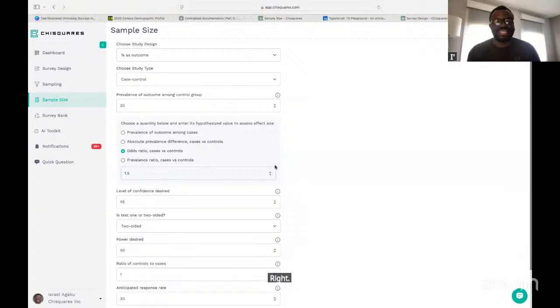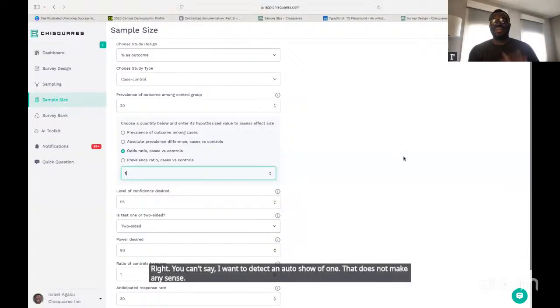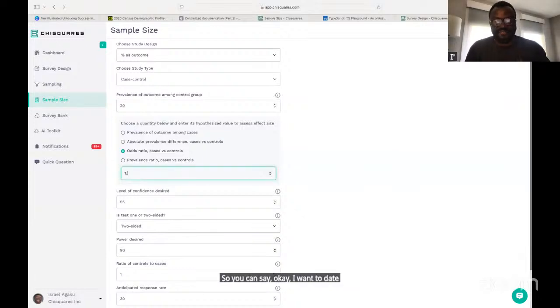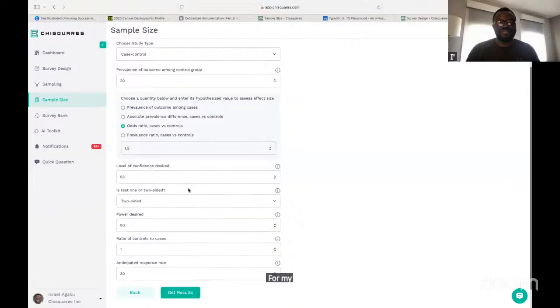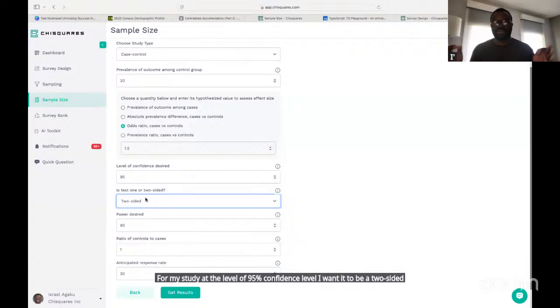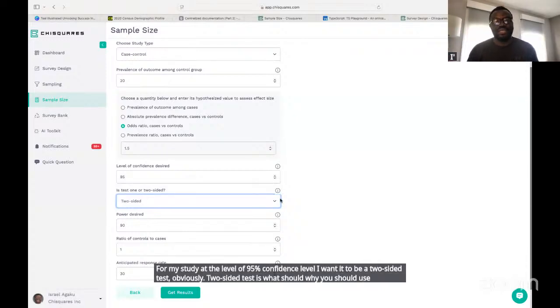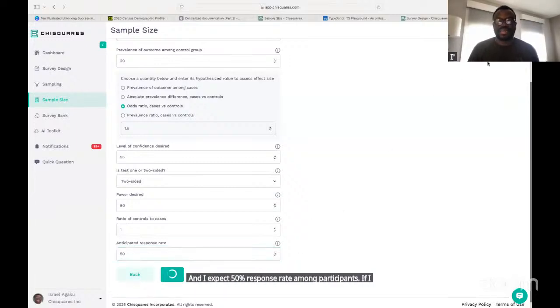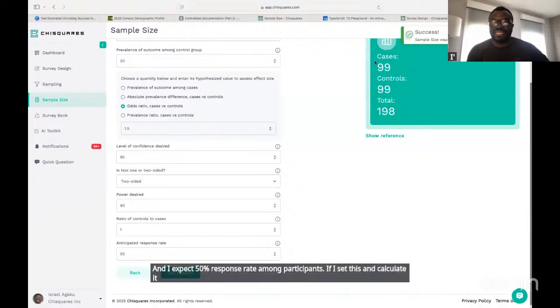You can't say I want to detect an odds ratio of 1. That does not make any sense because 1 is a null value, so there's nothing to detect there. So you can say, okay, I want to detect an odds ratio of 1.5 for my study at a level of 95% confidence interval. I want it to be a two-sided test, obviously. Two-sided test is what you should use as a gold standard. I have a power of 90%. The ratio of controls to cases is 1. And I expect a 50% response rate among participants. If I set this and calculate it, it gives me that I need 99 cases and I need 99 controls.